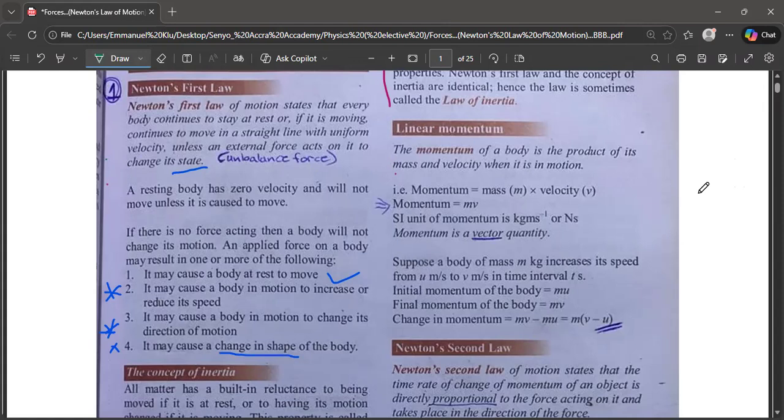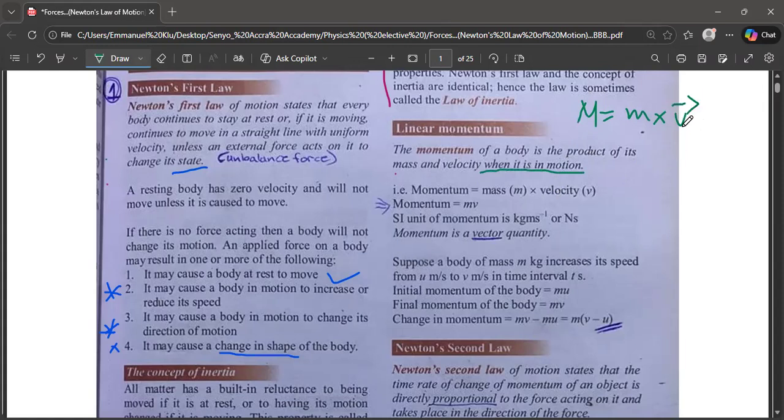Let me explain to you, and I'm sure after today you'll be able to remember forever. We say the momentum of a body is the product of its mass and velocity when it is in motion. When it is in motion is a key point. You don't have to leave it out of your definition, because otherwise we don't know whether the body is at rest or not. So momentum is equal to the mass times velocity.